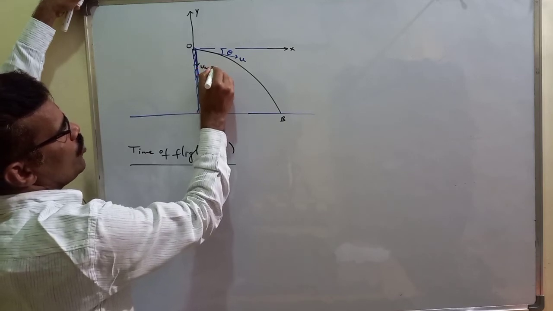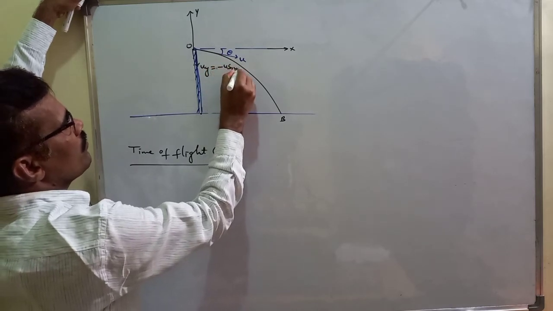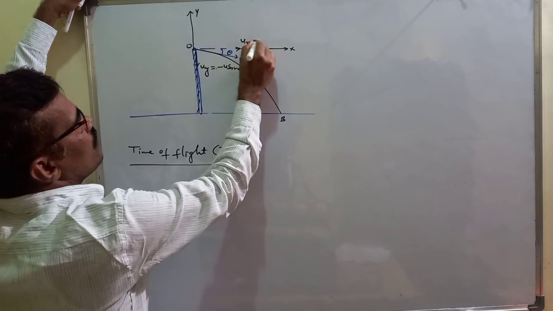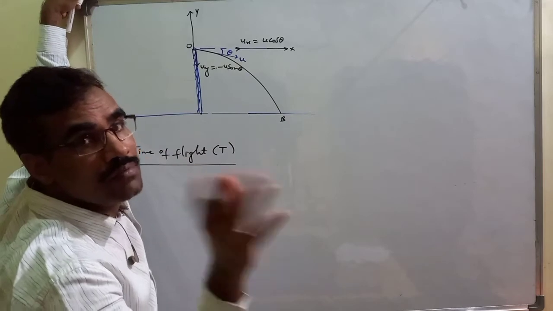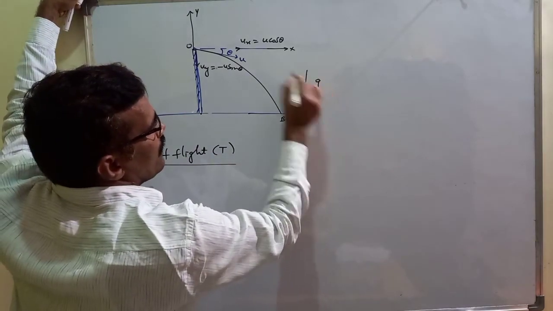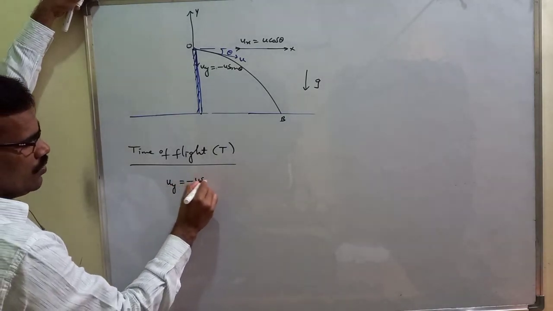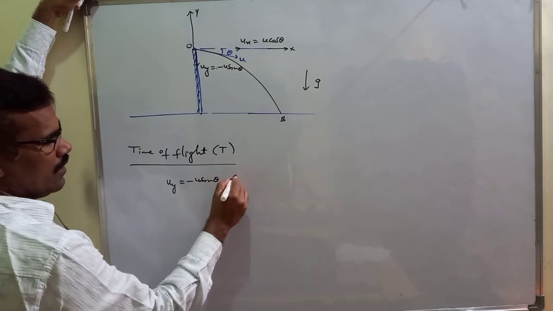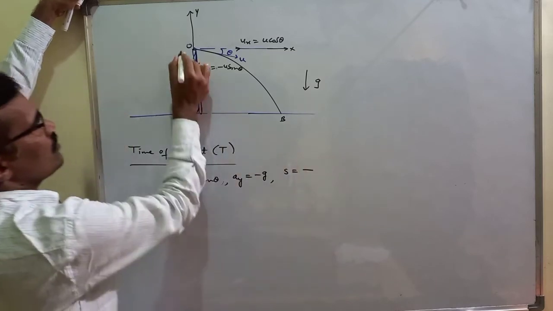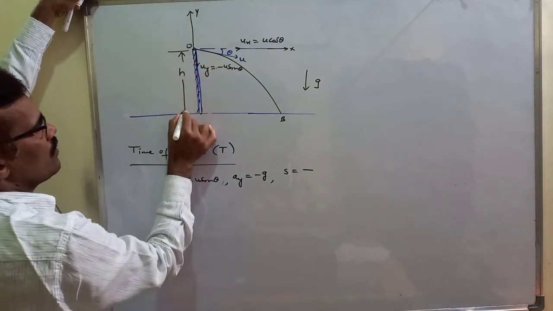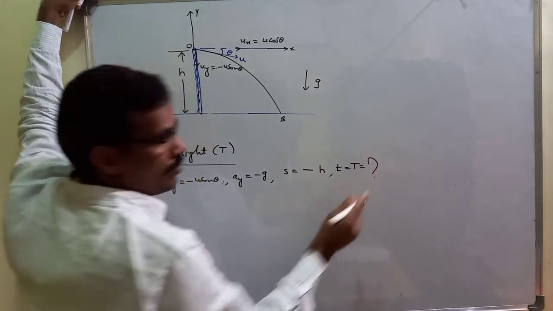That is uy. Uy is equal to minus u sin theta. Here ux is equal to u cos theta. Why is it moving in the downward direction? Because of gravity and the vertical component of velocity. That's why here uy is equal to minus u sin theta. Ay is equal to minus g. S is equal to minus h, the vertical displacement. Then time T is capital T.